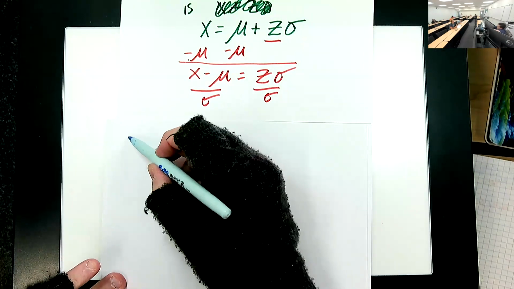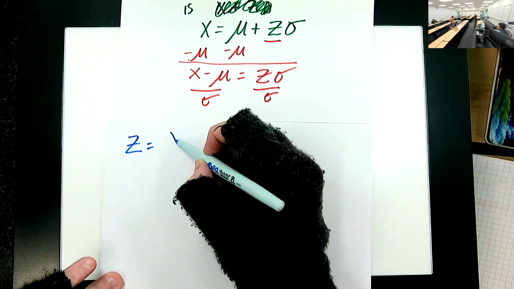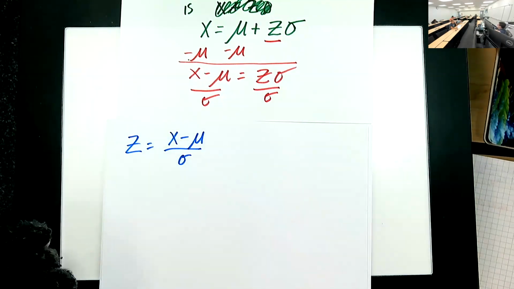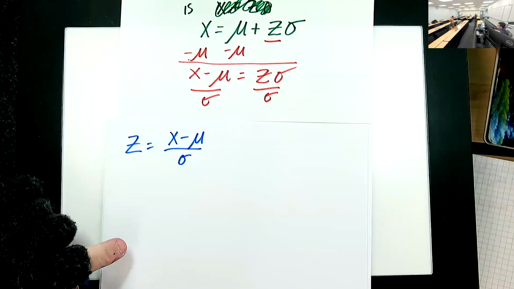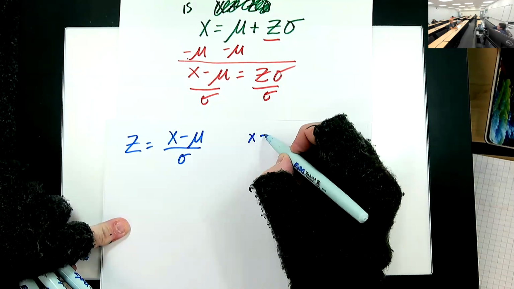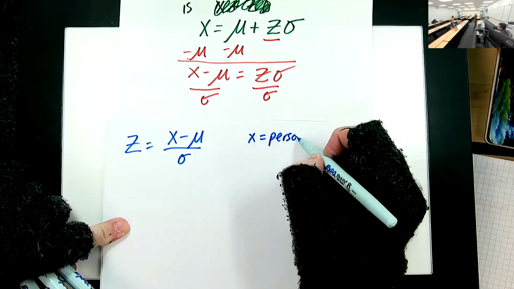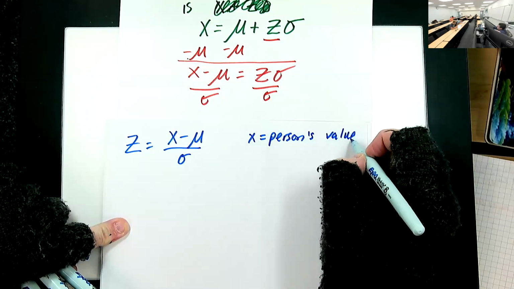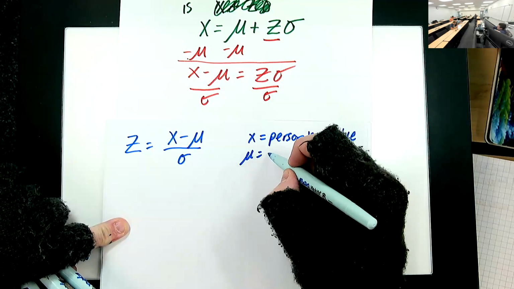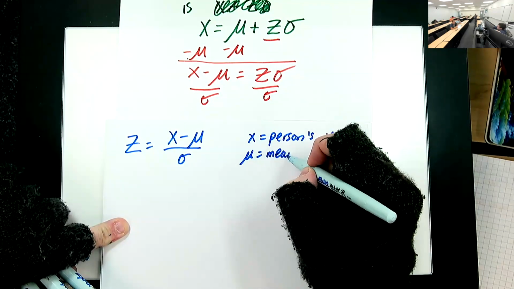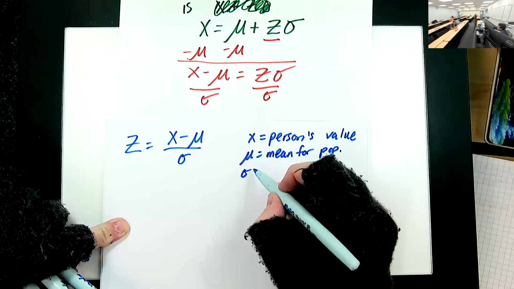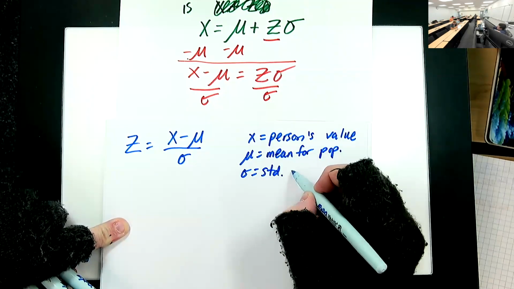We can calculate the z-score by doing x minus mu over sigma, which means to calculate it, we need to know x, the person's actual value, in this case height. Mu is the mean for that population. And sigma still is the standard deviation for the population.